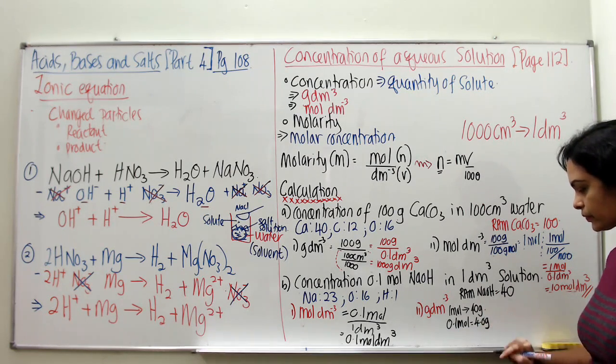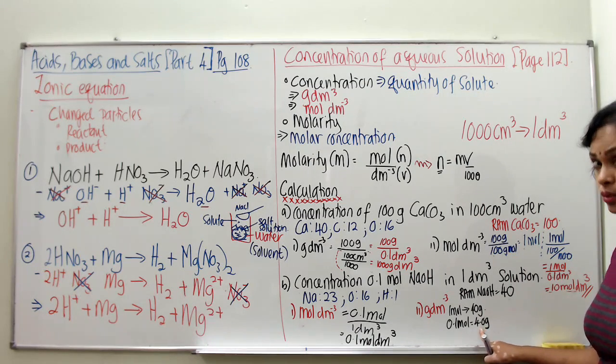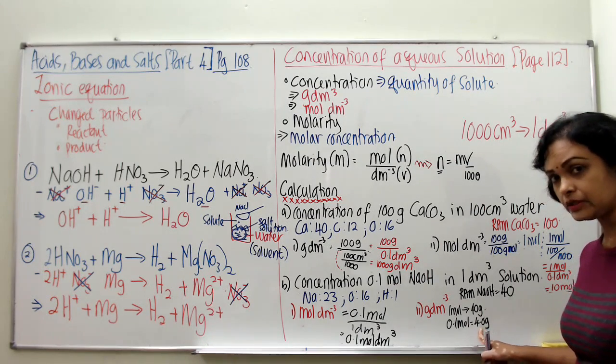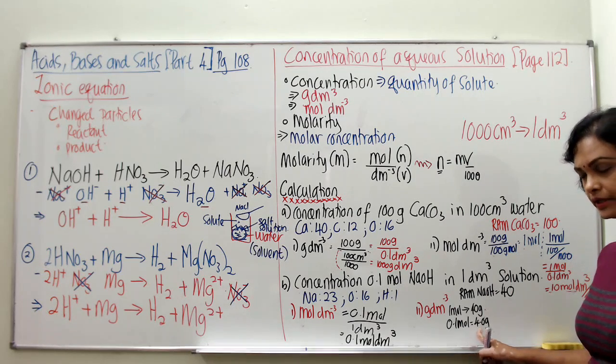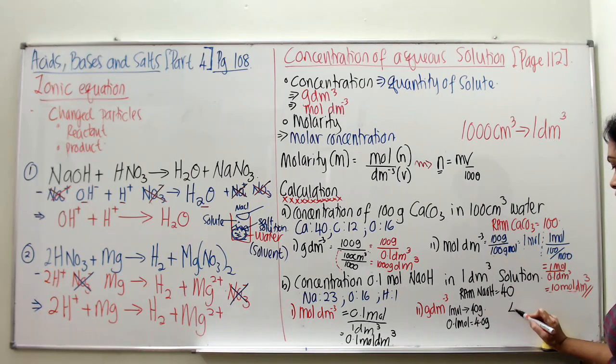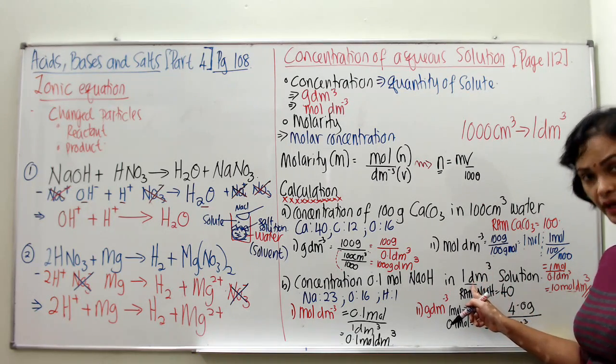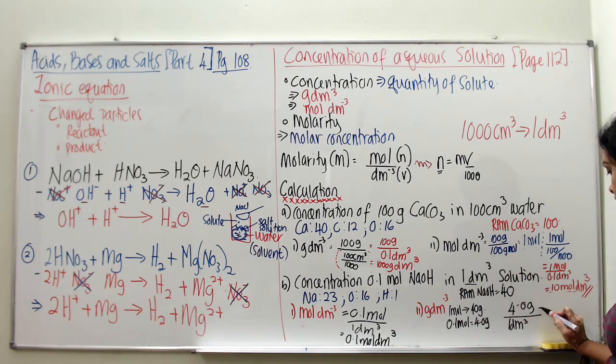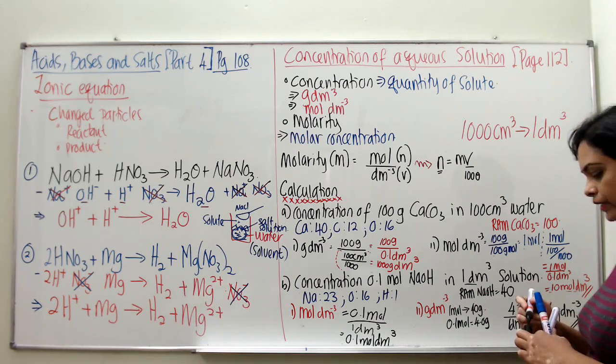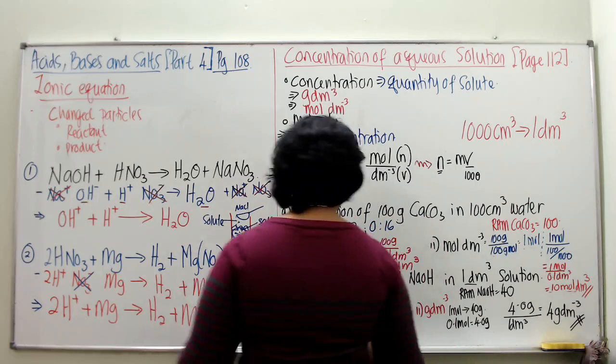Okay, now, so can you see you already change it into gram. Now you already get the mass of the sodium hydroxide already. So next what you do is 4.0 gram divided with 1 dm cube. Why? Because you don't have to change anything because it is given in the form of dm cube for you already. So the answer will be 4 gram per dm cube. So this is the answer. Okay, so teacher repeat. Okay, because I made a mistake here. So let me rectify again.